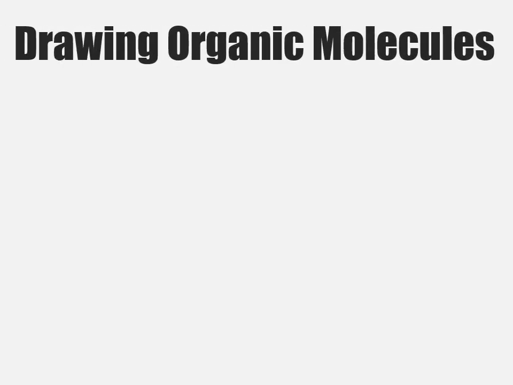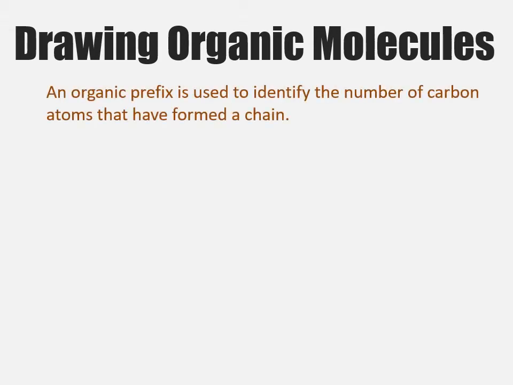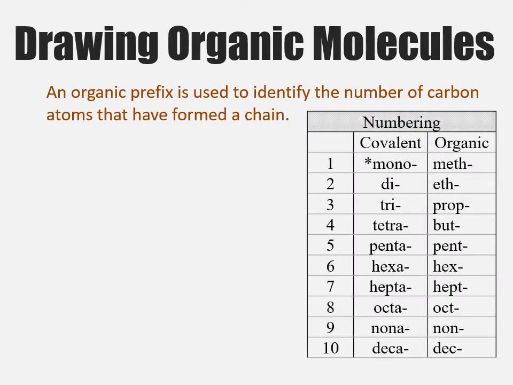Drawing organic molecules. An organic prefix is used to identify the number of carbon atoms that have formed a chain. We are going to be using the organic numbering that is found on your formula sheet. Meth is 1, eth is 2, prop means 3, bute means 4, pent means 5, and so on.